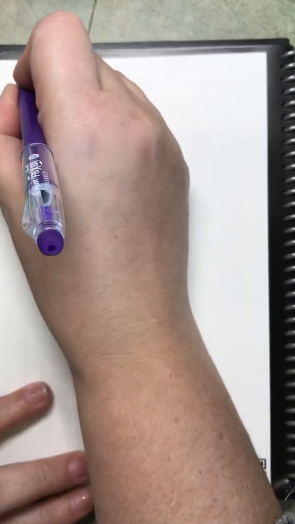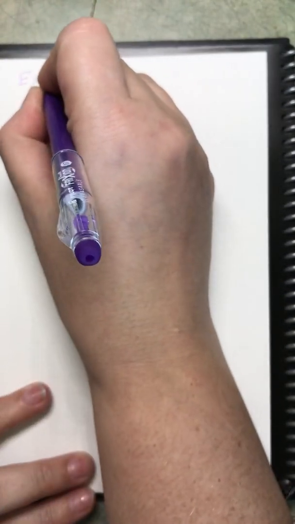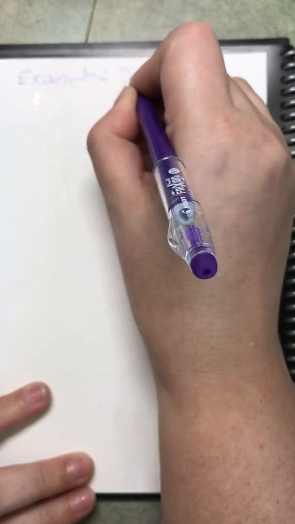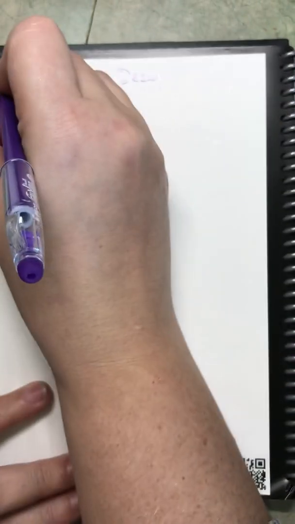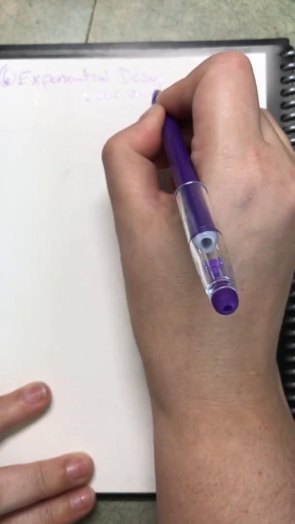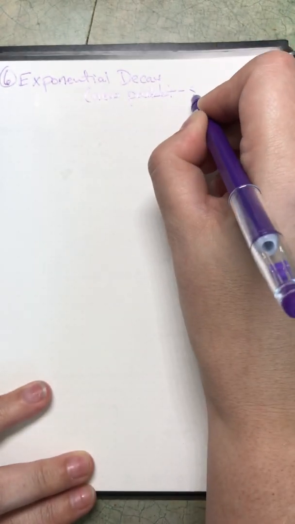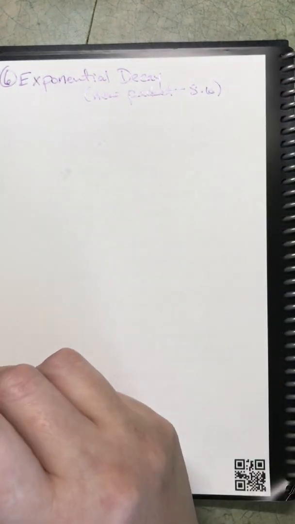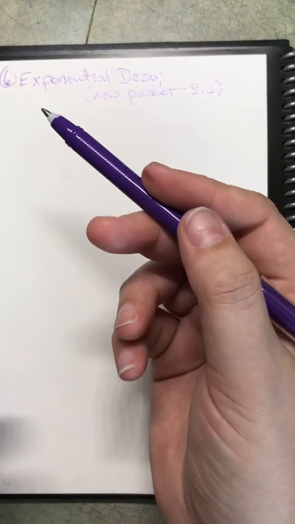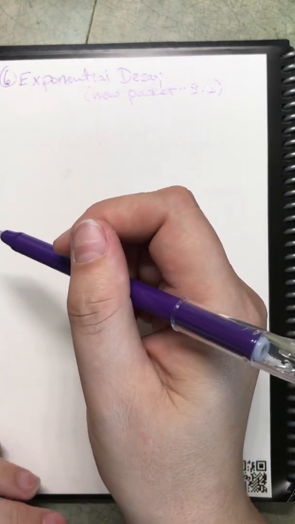Okay, so now we're going to talk about exponential decay. Okay, this is still Unit 6, but in the new packet, it says Section 8.6, because in our school's textbook it's 8.6, but it's the 6th unit that we're working on.